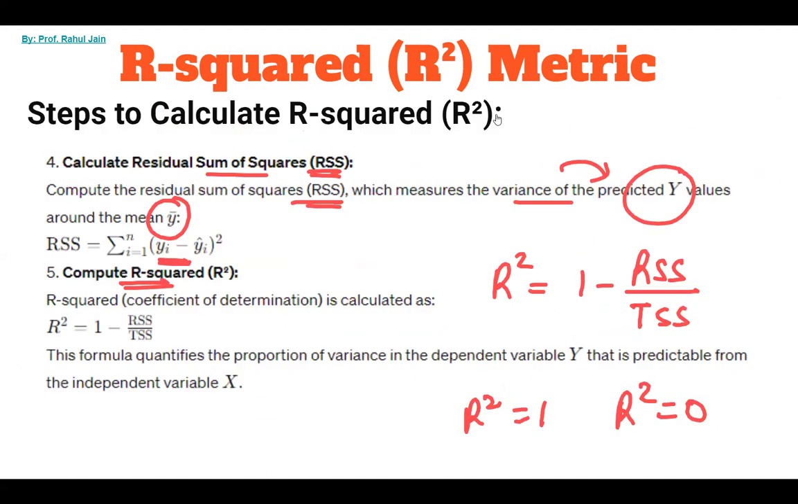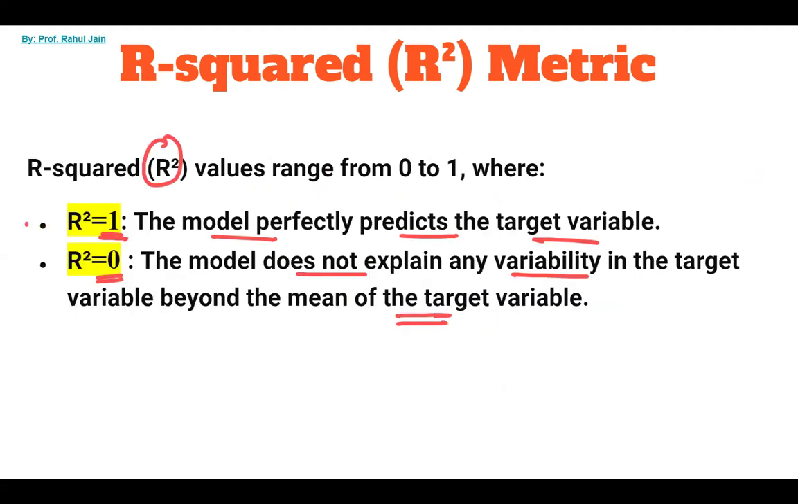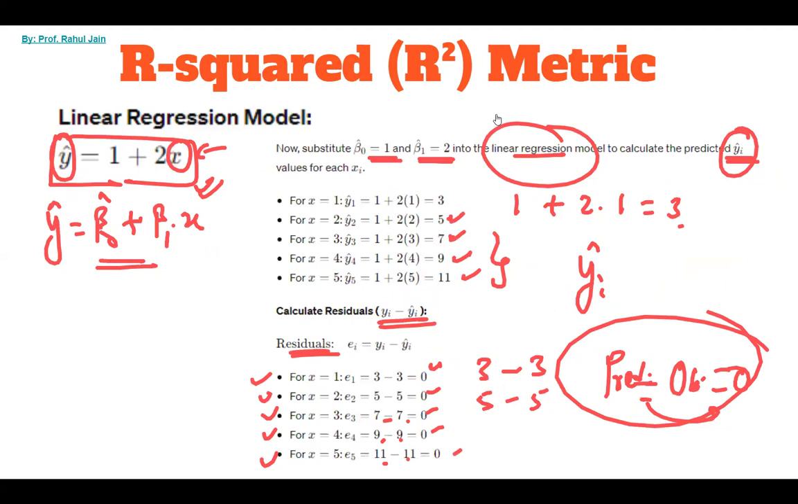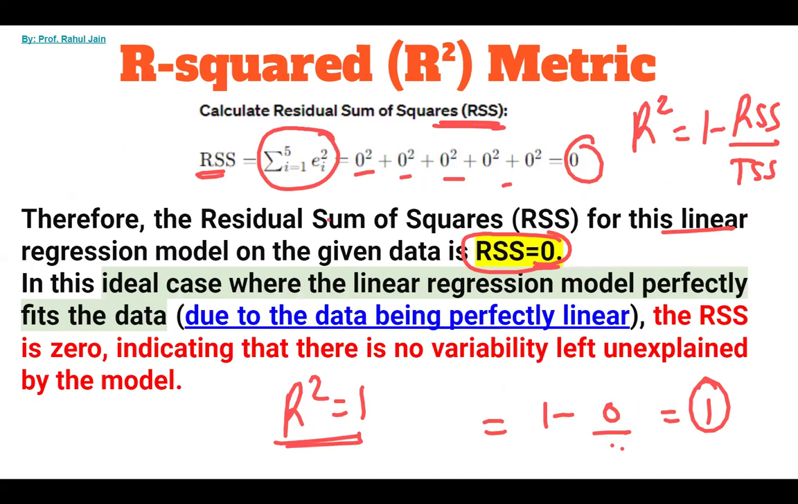We have already seen that if R squared is 1, it means the model is perfectly predicting the target variable. And yes, it is so, because whatever exact values we had, the model also predicted them. That is why we got residuals 0, right? So the residual sum of squares here is 0, which itself indicates that there is no error. It means it is the ideal case where the linear regression model perfectly fits the data, because the data is perfectly linear. So the RSS is 0, indicating that there is no variability left unexplained by the model. So this is the R squared metric.